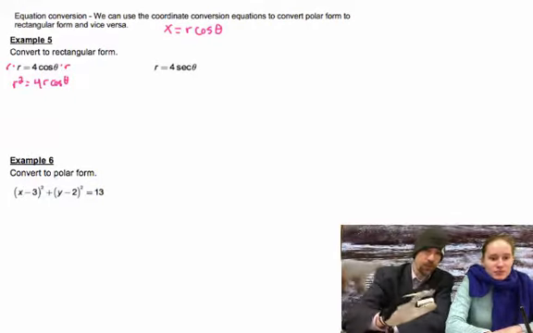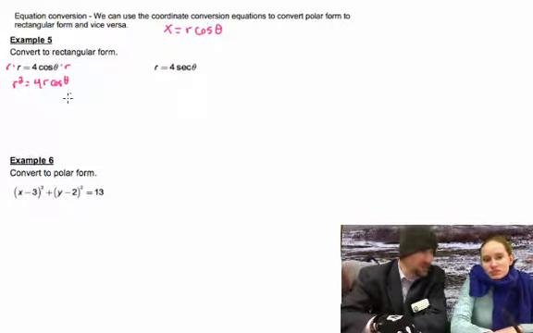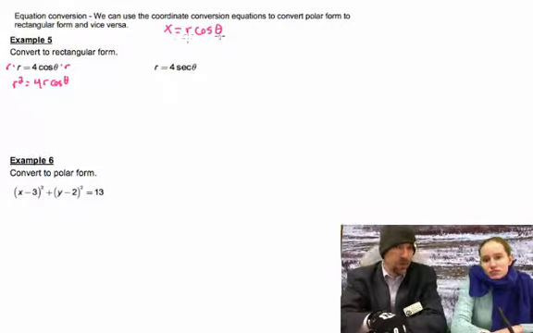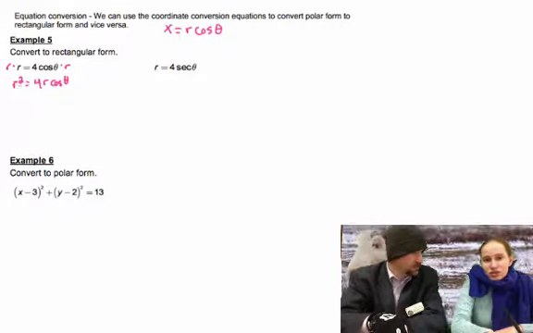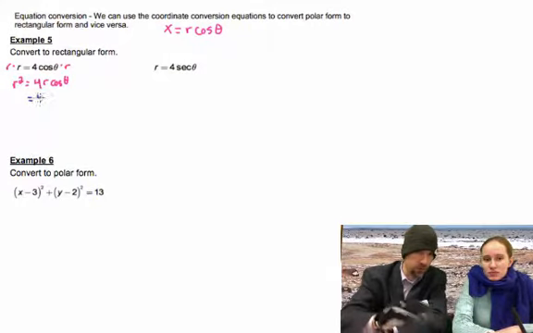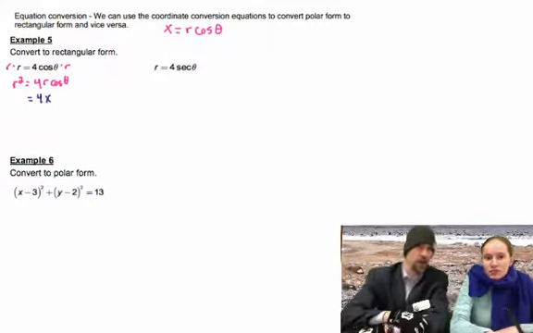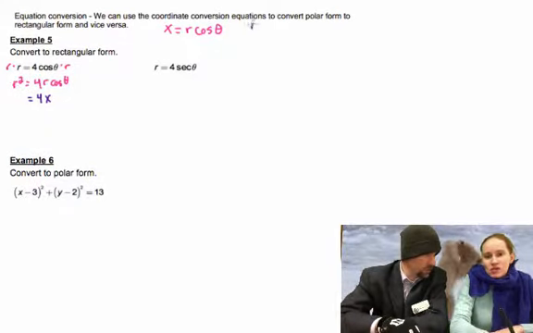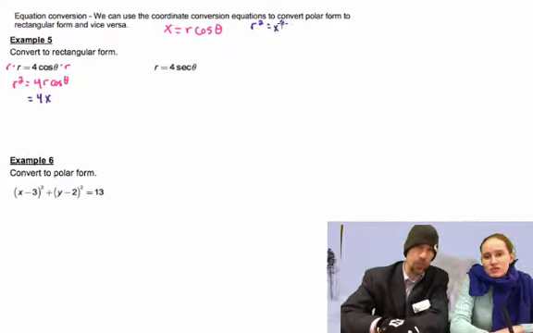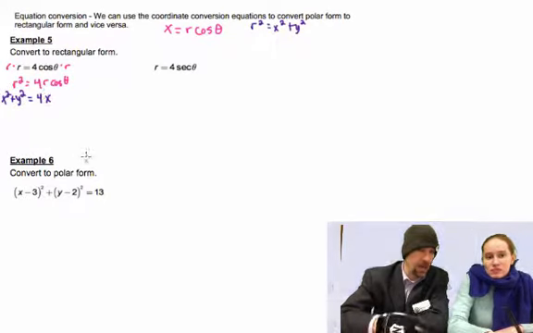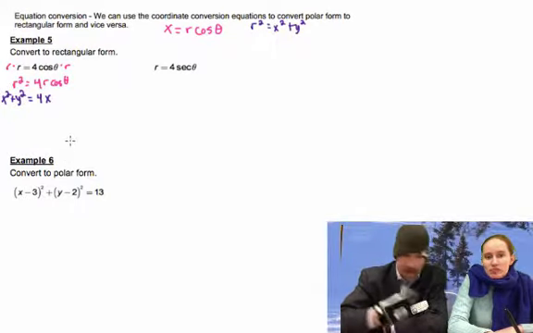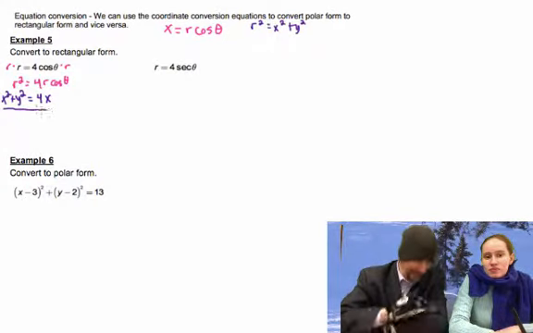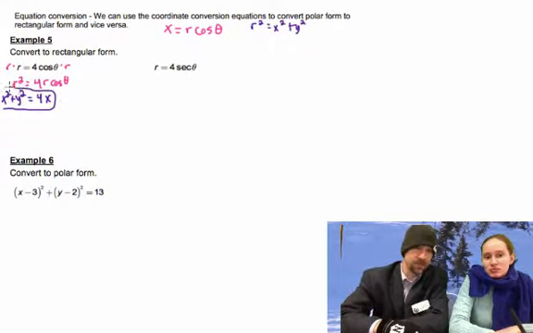Now 4r cosine theta matches the r cosine theta part from the x. So let's plug it in. r squared equals 4x right there. Now, here's the weird thing. r squared is equal to x squared plus y squared. It's written in our notes. It's actually probably on your unit circle as well. Now, I'm looking at the purple line, and I don't see an r or theta anywhere. Technically, we're done.